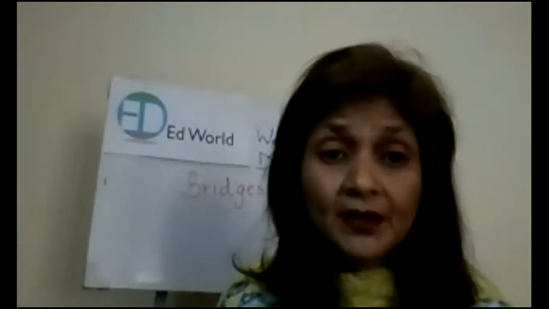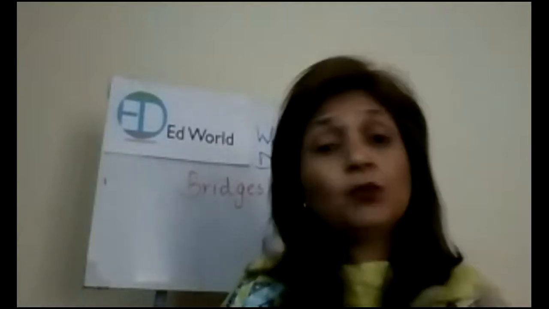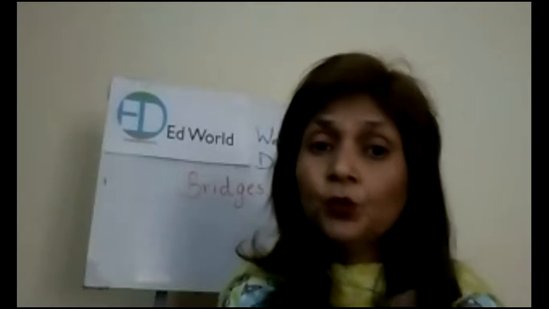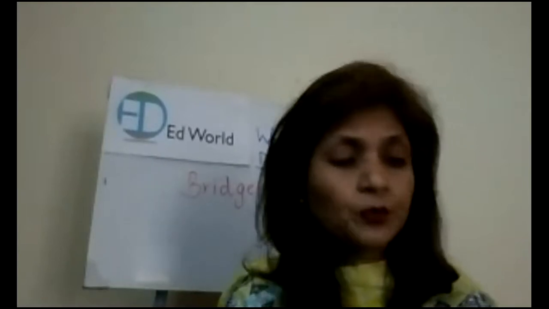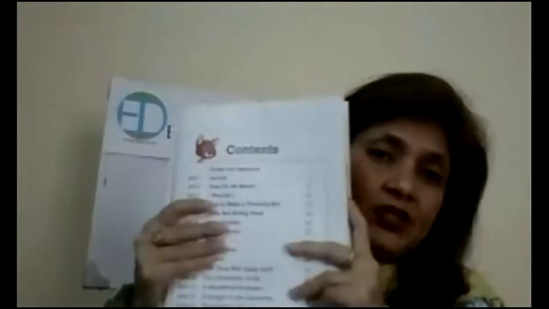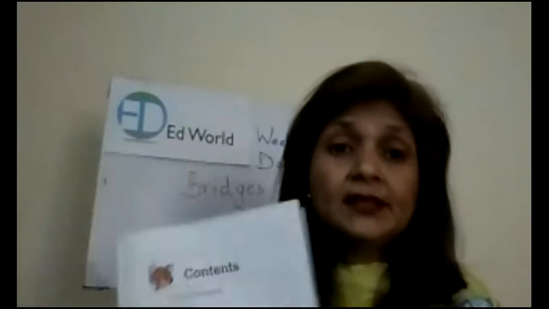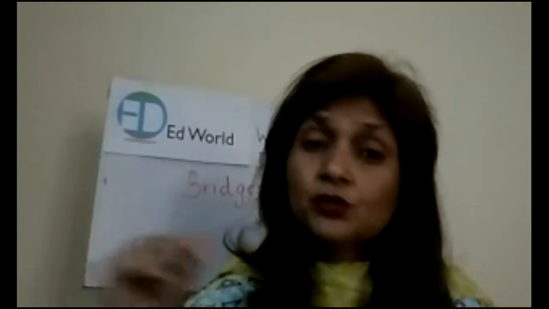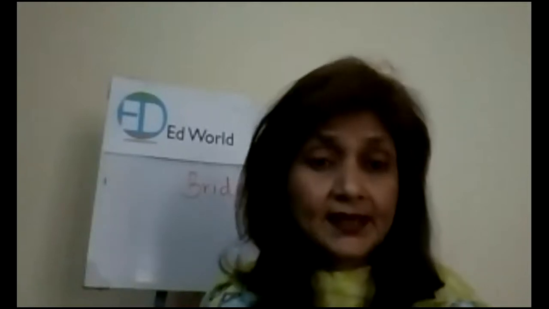When I'm talking about a book, what does a book have? When you open your book, what is there on the first page? These are the contents. They are the index. It tells you which topic is on which page. So this is also what we are going to learn in this lesson, what is an index.